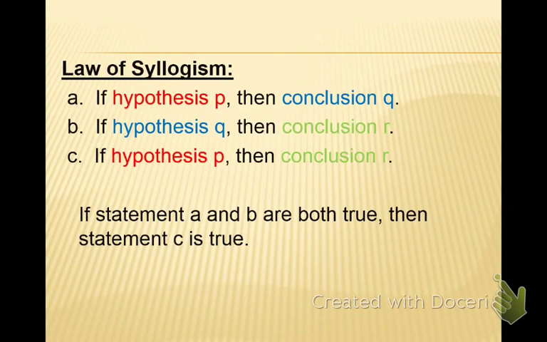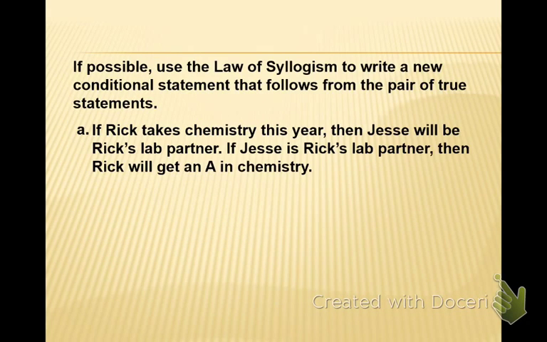Law of syllogism is like a chain. If P, then Q. If Q, then R. So then if P, then R. The first and the last then go together. You're not detaching anything. It's still if-then. You're just matching the beginning with the very end. If statements A and B are both true, then statement C is going to be true. So let's see what this looks like.